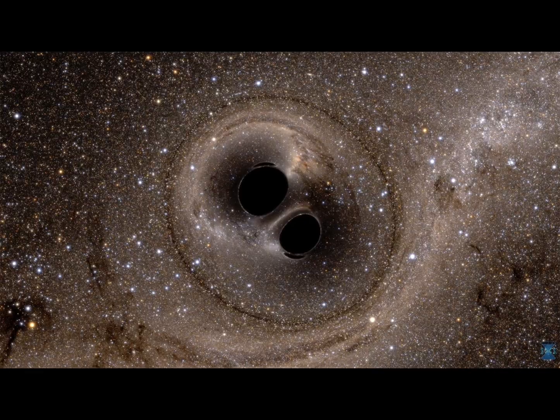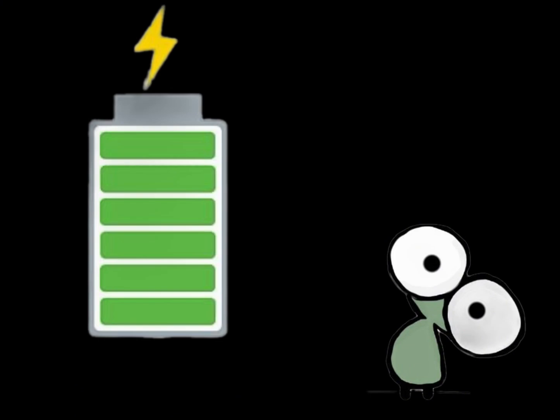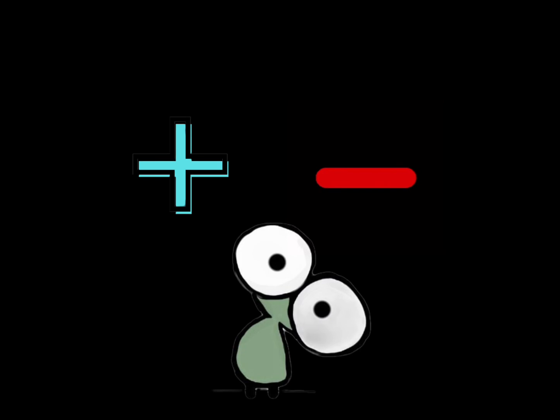Charged black hole. A charged black hole, also known as a Reissner-Nordström black hole, carries an electric charge in addition to mass. In theory, this charge affects how it interacts with surrounding particles and fields. However, in reality, most black holes quickly neutralize by attracting opposite charges from nearby matter.